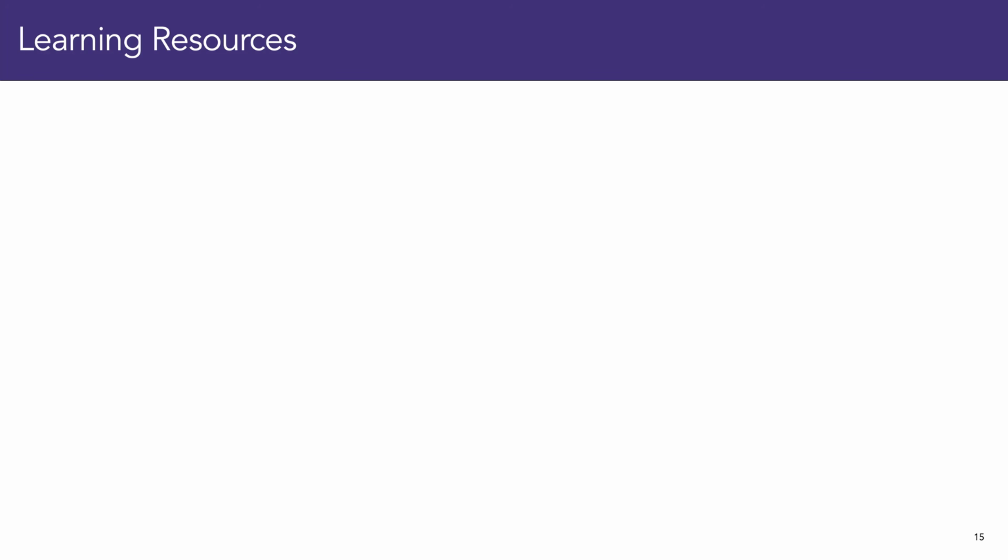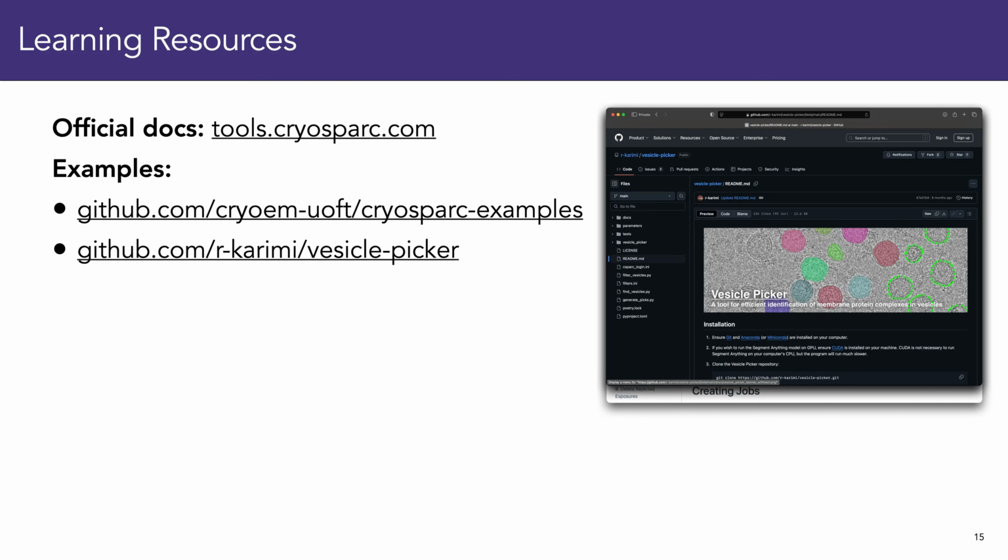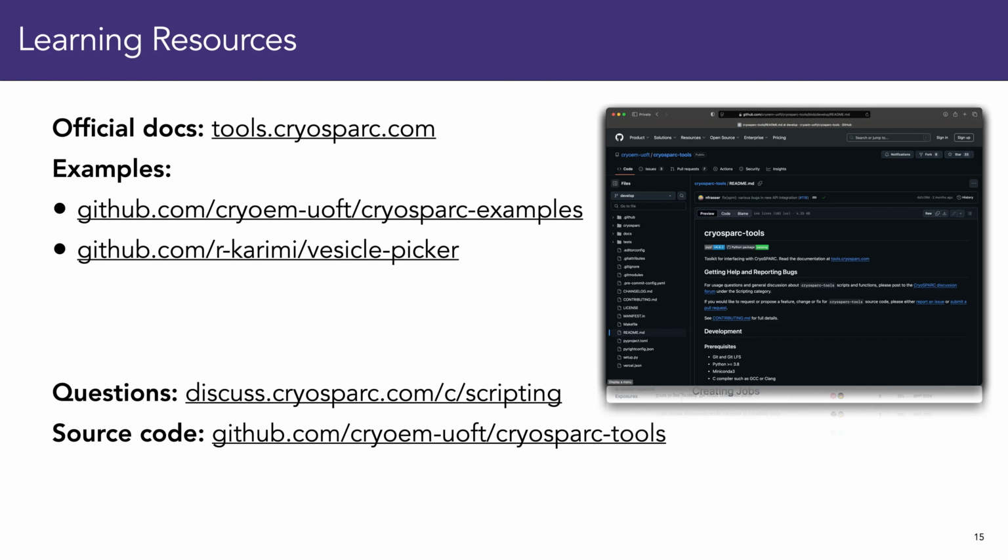So at a high level, that's everything you need to know to start writing your own CryoSPARC tool scripts. To get the full details, the best place to start is the official documentation at tools.cryosparc.com, which includes lots more examples and the full API reference. We also have an examples repository with even more types of scripts and applications you can use for inspiration. And if you can't find what you're looking for there, please send us a question on our discussion forum at discuss.cryosparc.com under the scripting category.